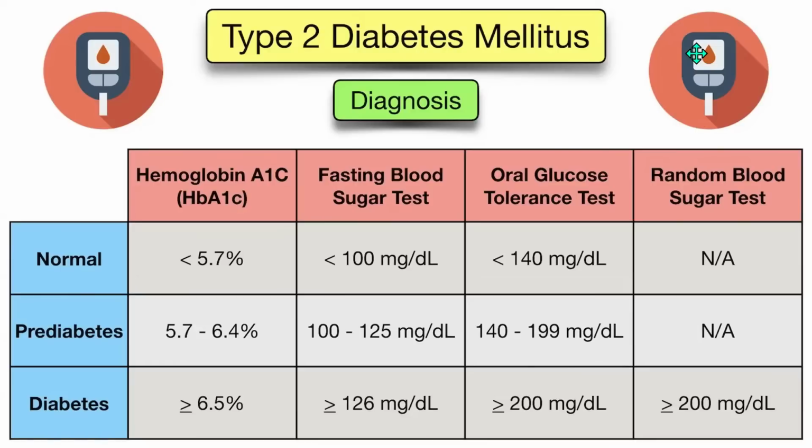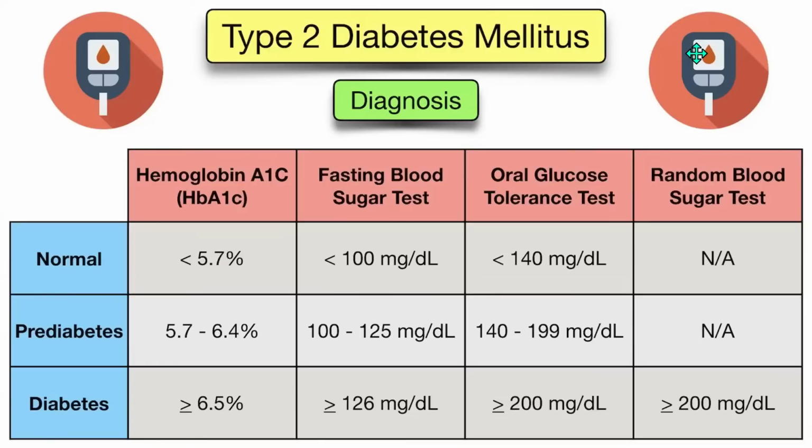And then the next diagnosis is the fasting blood glucose level. A fasting blood glucose level is taken after you haven't eaten overnight. So usually after you eat, you sleep, and early in the morning your blood glucose will be taken. So that is the fasting blood sugar test.